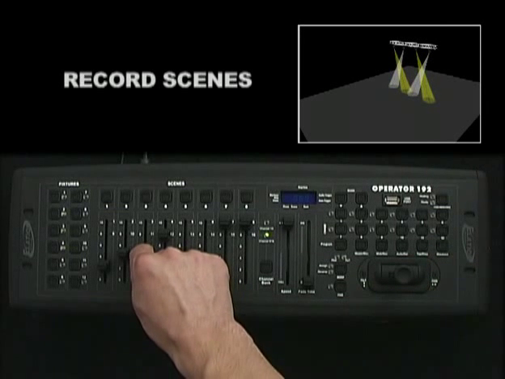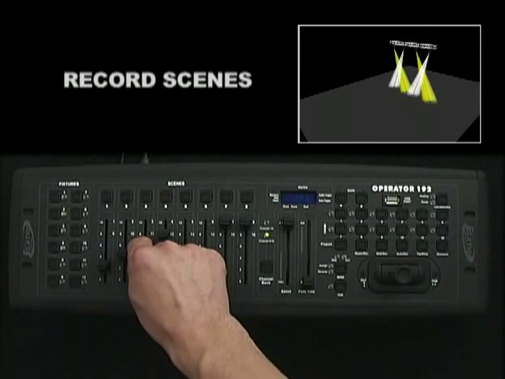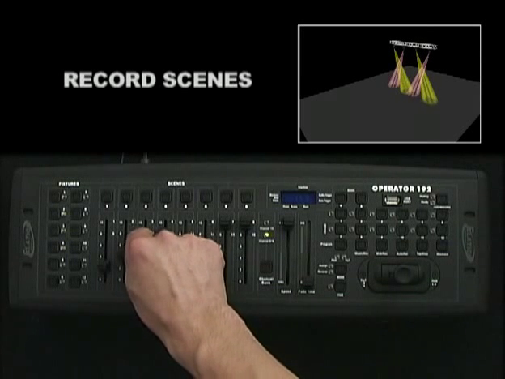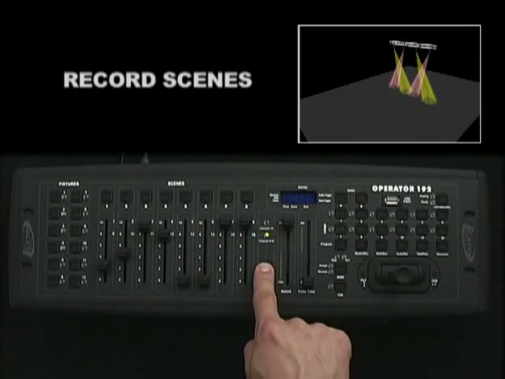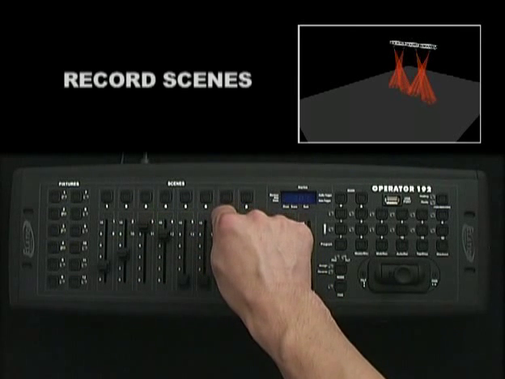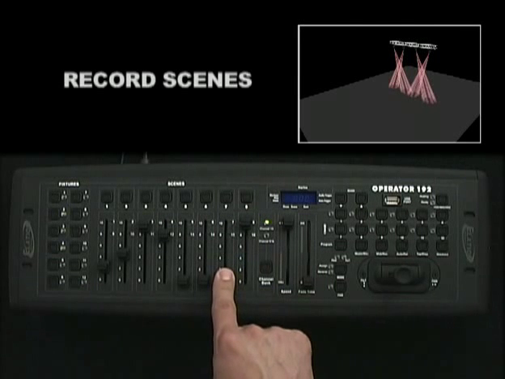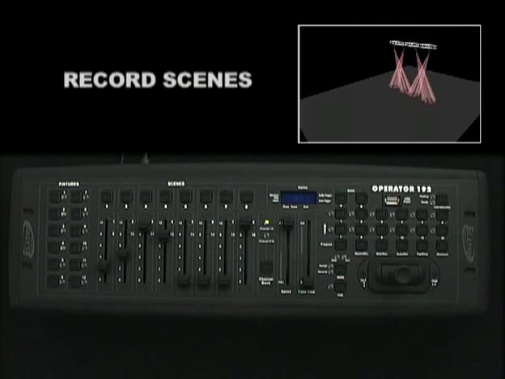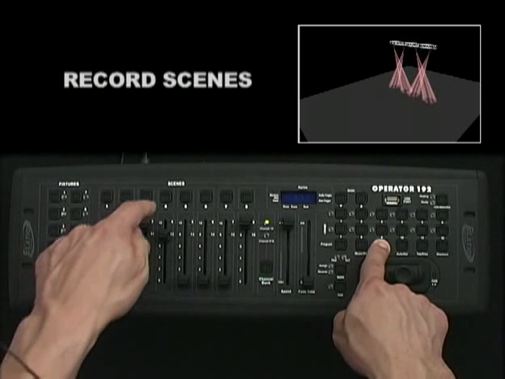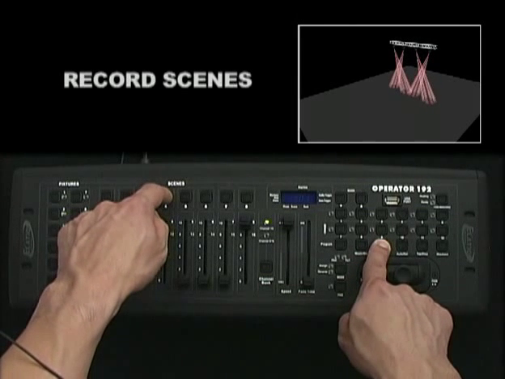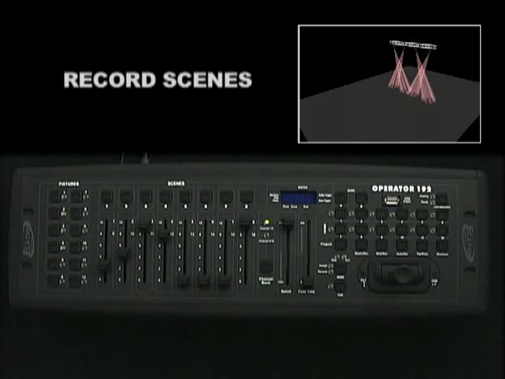I'll then exit the record scene mode by pressing and holding the program button for 2 seconds. Now that we've recorded some scenes, I actually went ahead and recorded an additional 4 scenes on scene buttons 5 through 8 to fill up the bank. To play back those scenes, press the up and down bank buttons, select the bank that contains the scenes that you've stored.